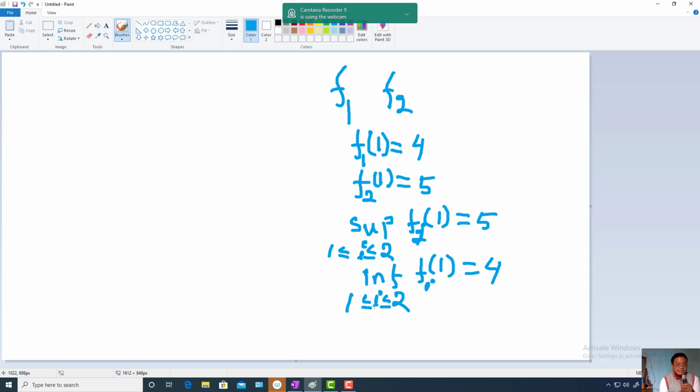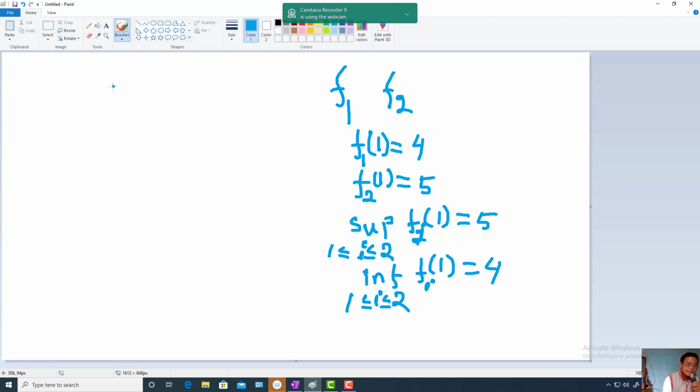So for any finite n, you can define the minimum or maximum like this, or the supremum or infimum like this. This is the way of defining supremum for finite cases. Okay, and then let us see.